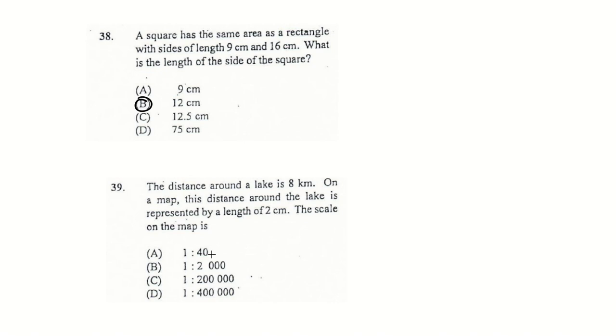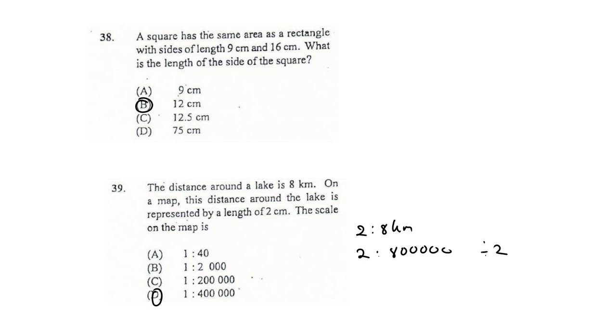This one here, it's 2 to 8 kilometers, so that's 2 to 800,000. 1, 2, 3, 4, 5. So we divide both sides by 2, so it's D. 1 to 400,000. And that would be the end of January 2018.